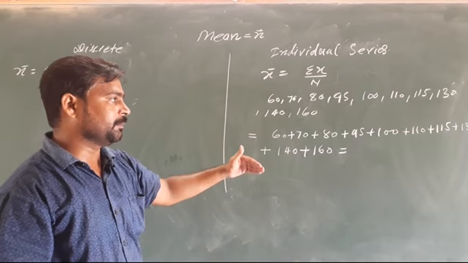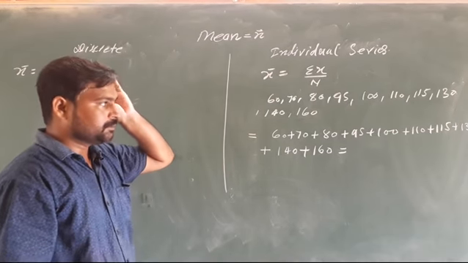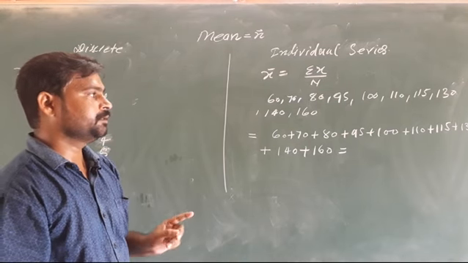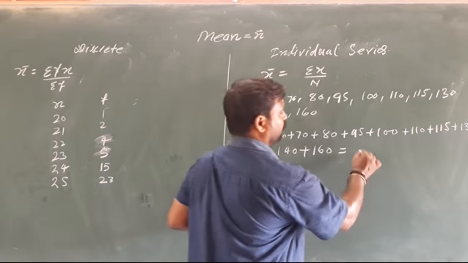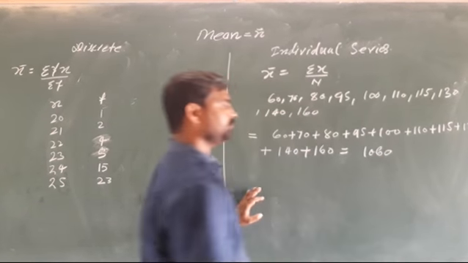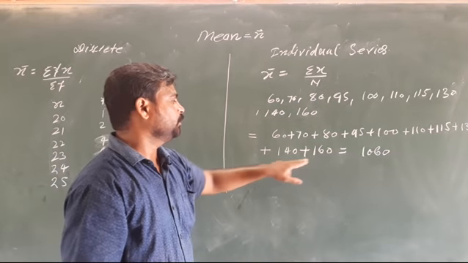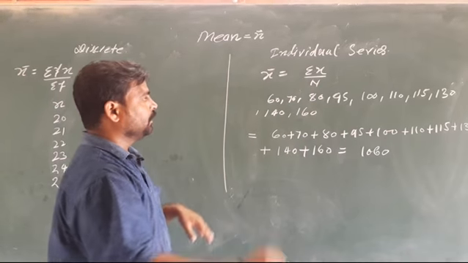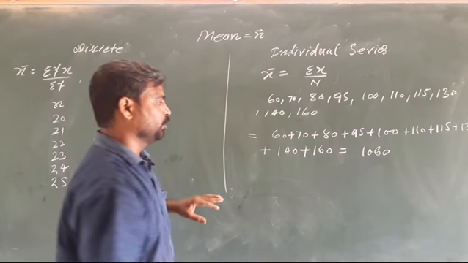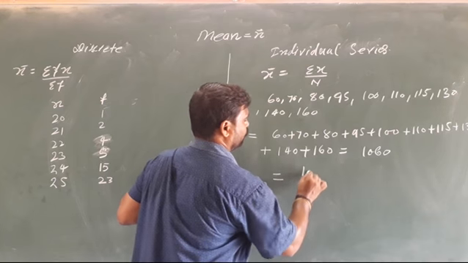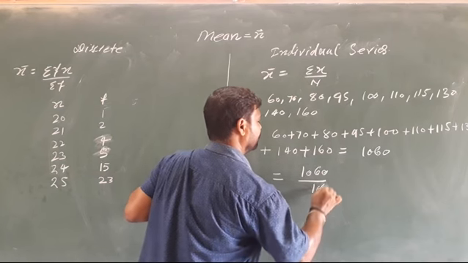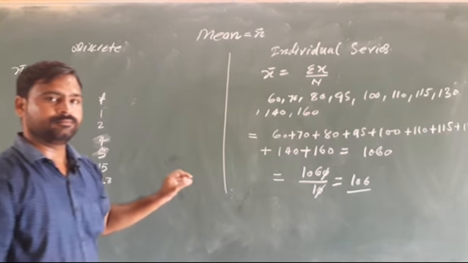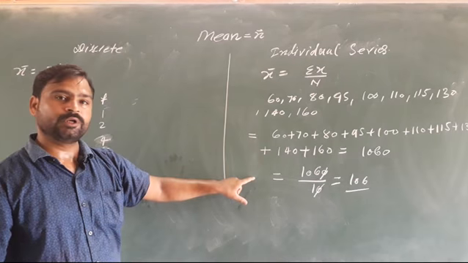I am just calculating here by my own. The total is 1060, and the total numbers are 1, 2, 3, 4, 5, 6, 7, 8, 9 and 10. Now we will put the value in the formula. 1060 divided by 10, 106 would be the mean of this individual data series.